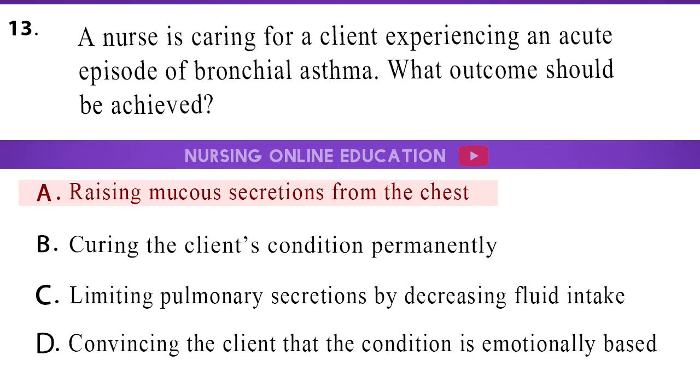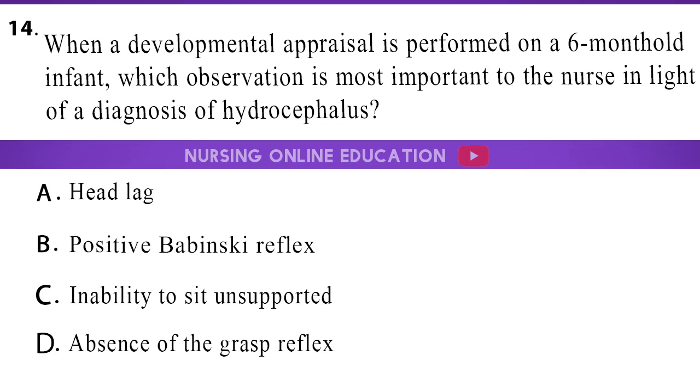The answer is option, raising mucus secretions from the chest. 14. When a developmental appraisal is performed on a 6-month-old infant, which observation is most important to the nurse in light of a diagnosis of hydrocephalus? A. Head lag. B. Positive Babinski reflex. C. Inability to sit unsupported. D. Absence of the grasp reflex.